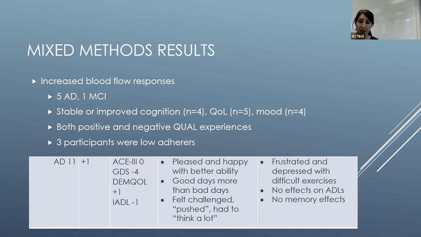So just to show you a bit of a snapshot of data from the joint displays, the participants who had increased blood flow responses tended to be participants with Alzheimer's disease or mild cognitive impairment. And they mostly had stable or improved cognition, quality of life and mood. But there was a bit of a mixed bag of both positive and negative qualitative experiences. And three of these participants were actually low adherers to the training.